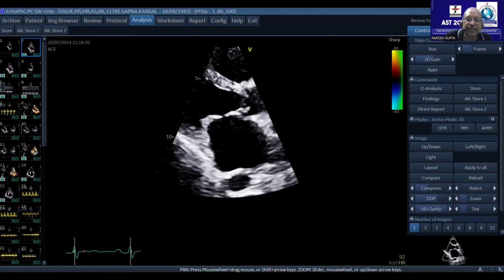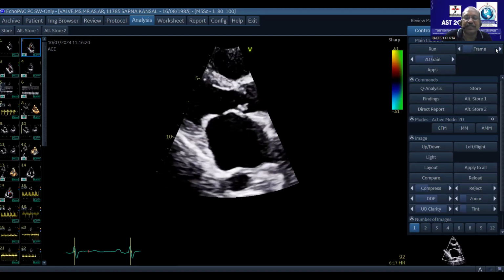But I can't see the hinge point of this particular leaflet, so I have to move a little bit to look at it. Now I can see the hinge point of this right coronary cusp. Here is the hinge point. Here is the hinge point of this non-coronary cusp. So I'm going to measure.